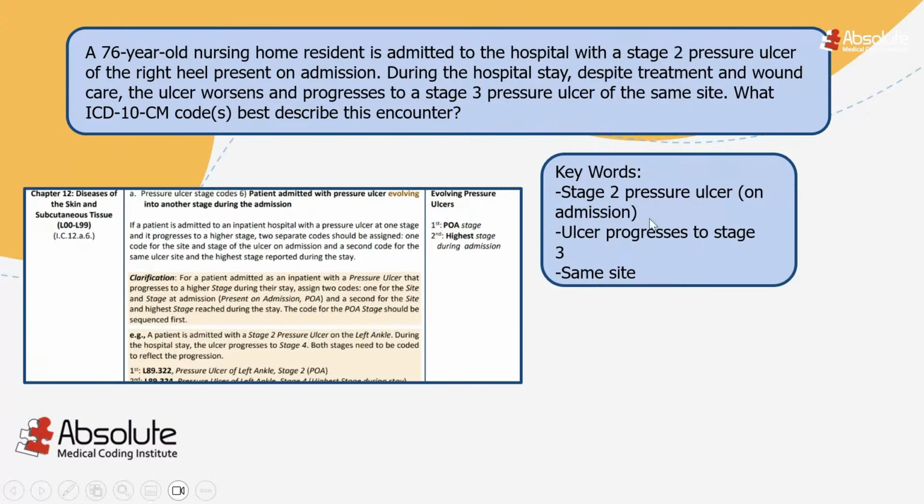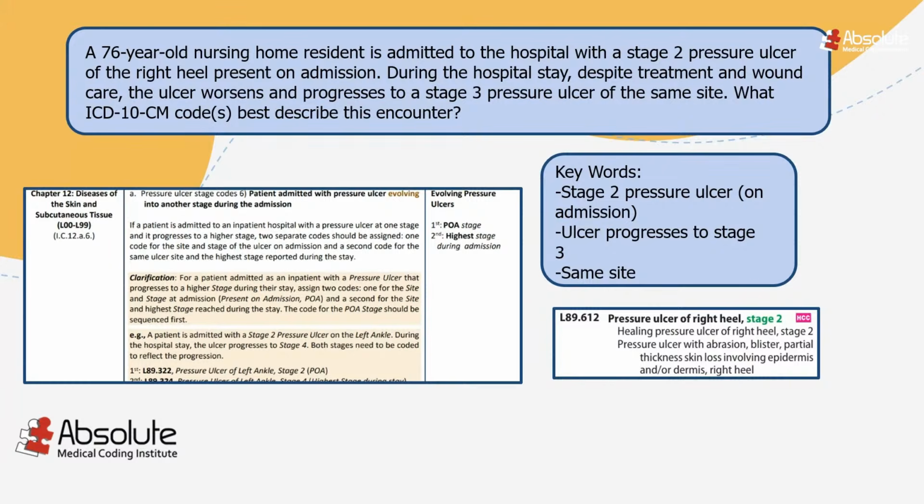So that's going to lead us to our first code, which is going to be L89.612, and this is going to account for the pressure ulcer of the right heel, stage 2. So that pretty much nails that right on the head, because it matches up with those keywords, stage 2 pressure ulcer and the right heel. So then we have to look back to the sequencing suggestion, and the second code it suggests is the highest stage during admission. So if we go back to the keywords, we see that that is going to be stage 3.